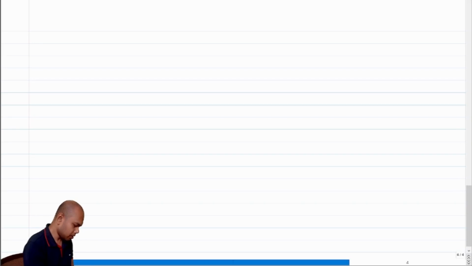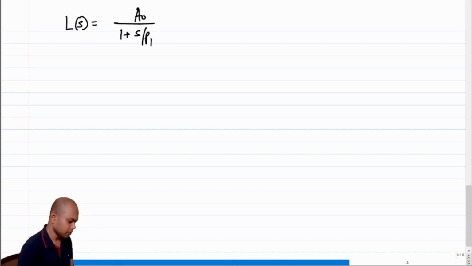Okay, so now let's take an example of a first order system. Let's say L of S is equal to A naught by 1 plus S by P1. Okay, so let's try to figure out what the Nyquist plot of this will be.